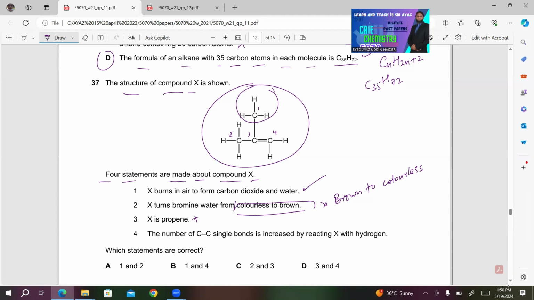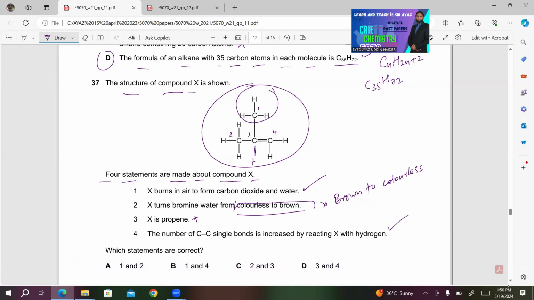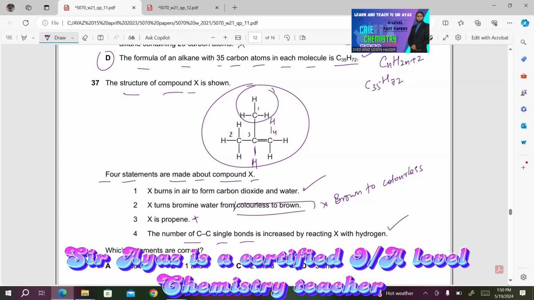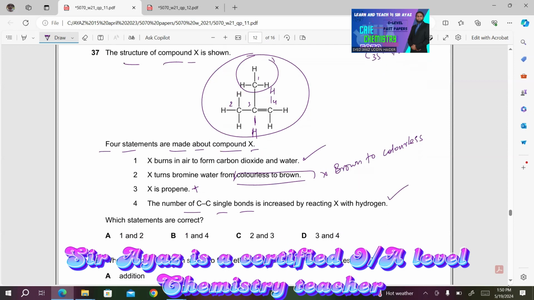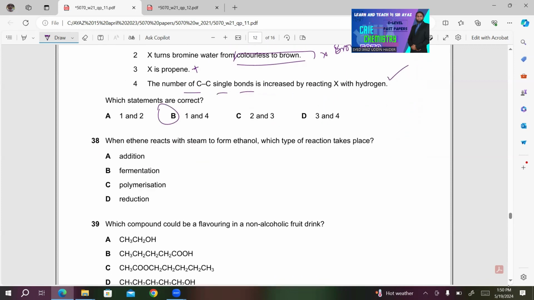4, the number of C-C single bonds increases by reacting X with hydrogen. Yes, this is correct. If you add hydrogen, you will get one more hydrogen here and one hydrogen here. So which means the C-C single bonds increase. Instead of one double bond, you will have one single bond. There will be an increase in the number of single bonds. So 1 and 4 are correct. So B must be the right answer for 37.